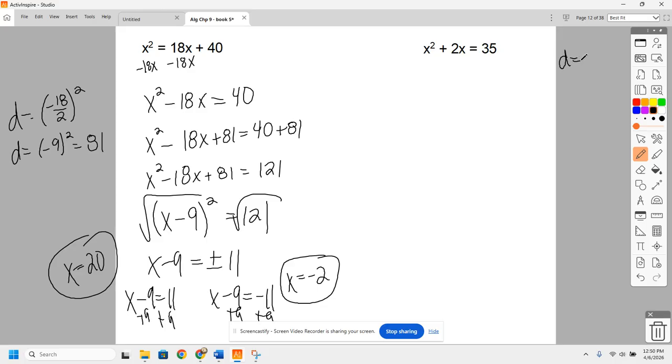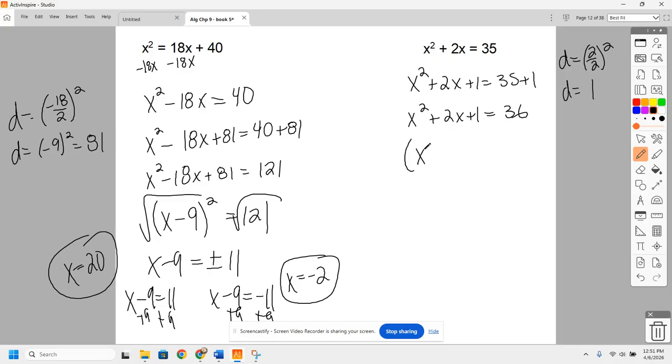So find d. D equals 2 divided by 2 squared. So d equals 1. I have x squared plus 2x plus 1 is equal to 35 plus 1. X squared plus 2x plus 1 is equal to 36. Perfect square trinomial, b divided by 2. So 2 divided by 2 gets me a positive 1 here, squared is equal to 36. Square root both sides. X plus 1 is equal to plus and minus 6.